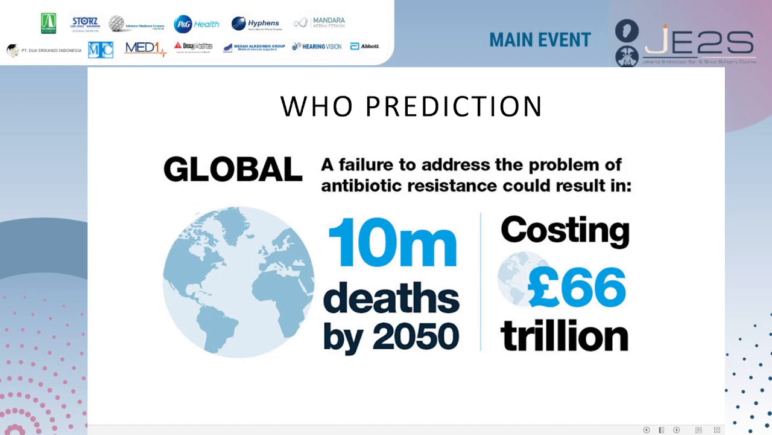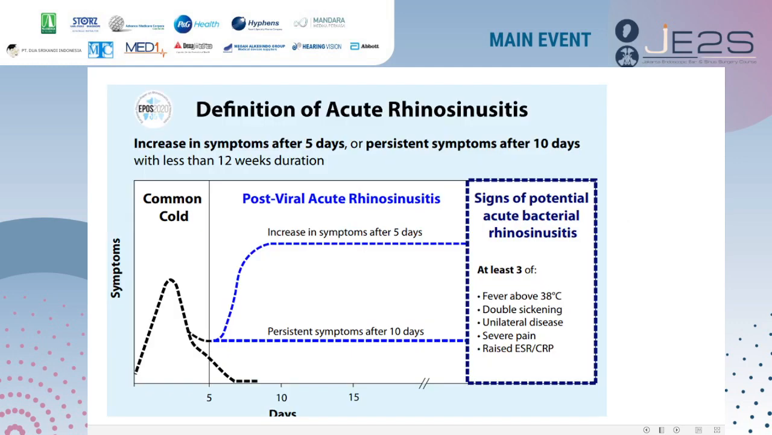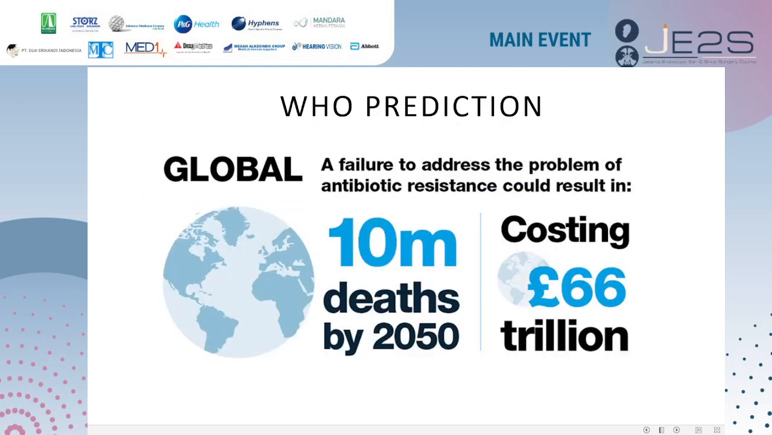WHO already predicts that by 2050 there will be 10 million deaths because of the overuse of antibiotics, especially for acute rhinosinusitis. That's why we have to be very, very careful in making the decision to give antibiotics to our patients, especially for acute rhinosinusitis. So EPOS already gives us a guideline on how to differentiate viral, acute post-viral, and acute bacterial. Maybe because of limitation of time, this will be discussed in more detail by the next speaker, Dr. Febri. So I continue with the recurrent acute rhinosinusitis.